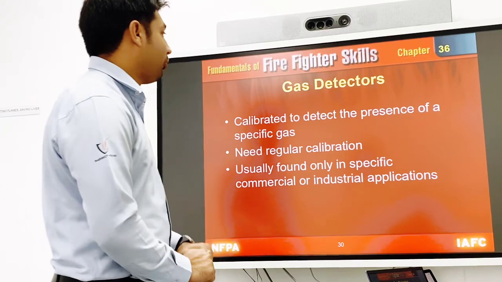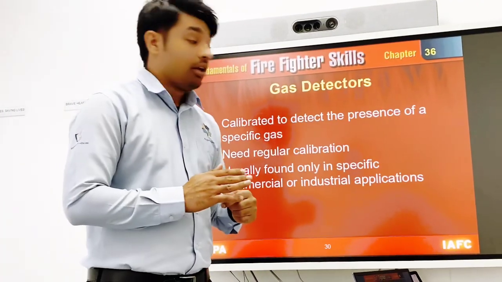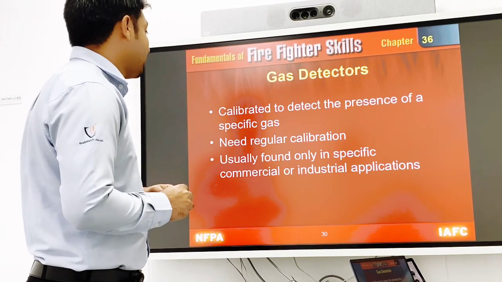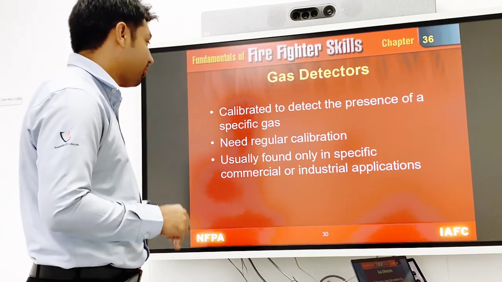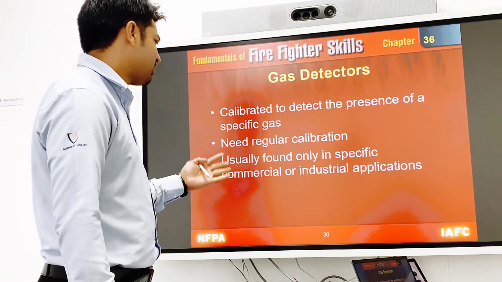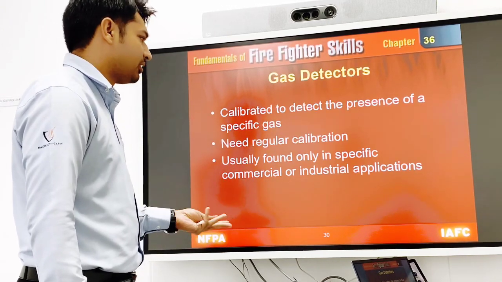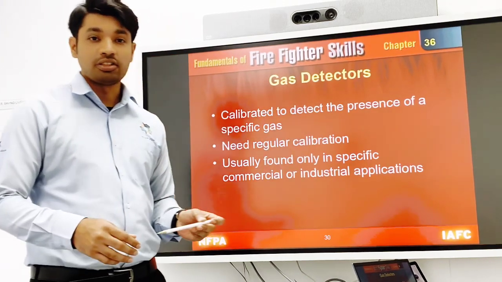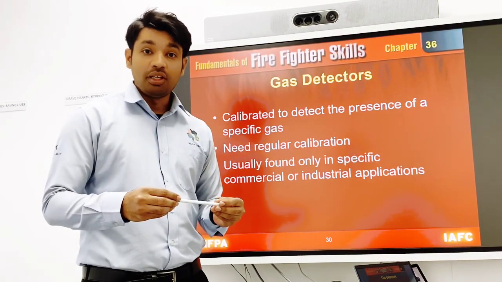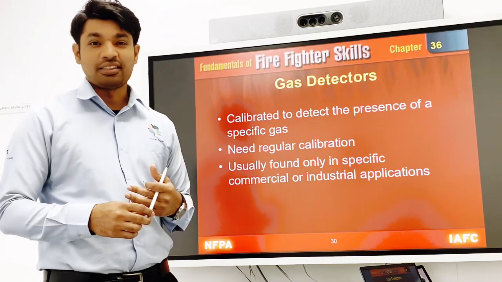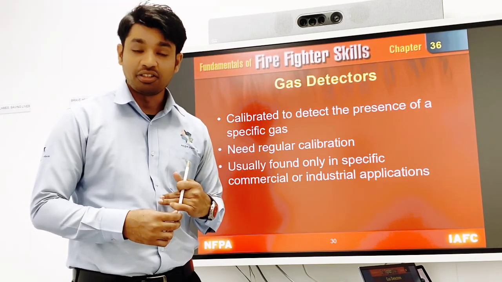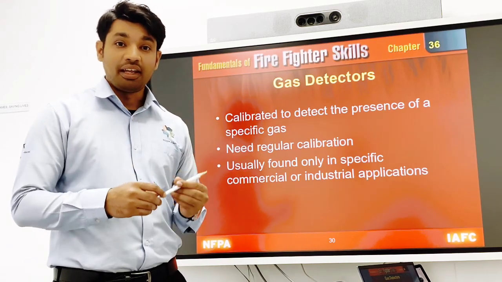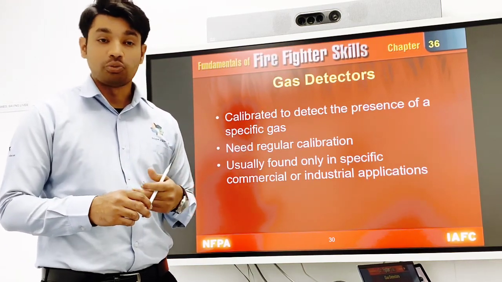Now we are moving ahead to gas detectors. They are calibrated to detect the presence of a specific gas, need regular calibration, and are usually found only in specific commercial or industrial applications. We use gas detectors mostly in our industries and companies where there is a chance of gas leakage, like hazmat industries. We use these because they detect heat, gas, and also smoke.